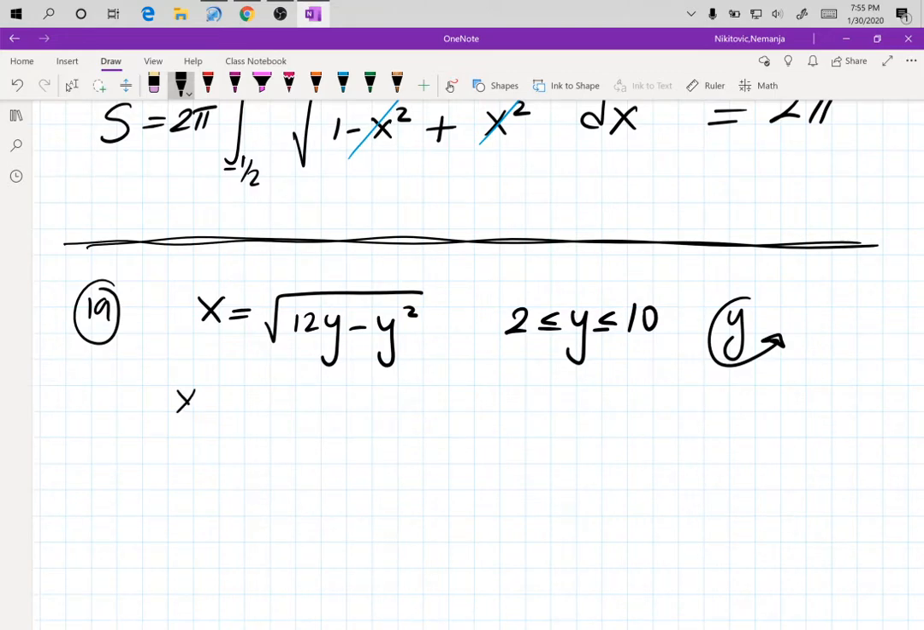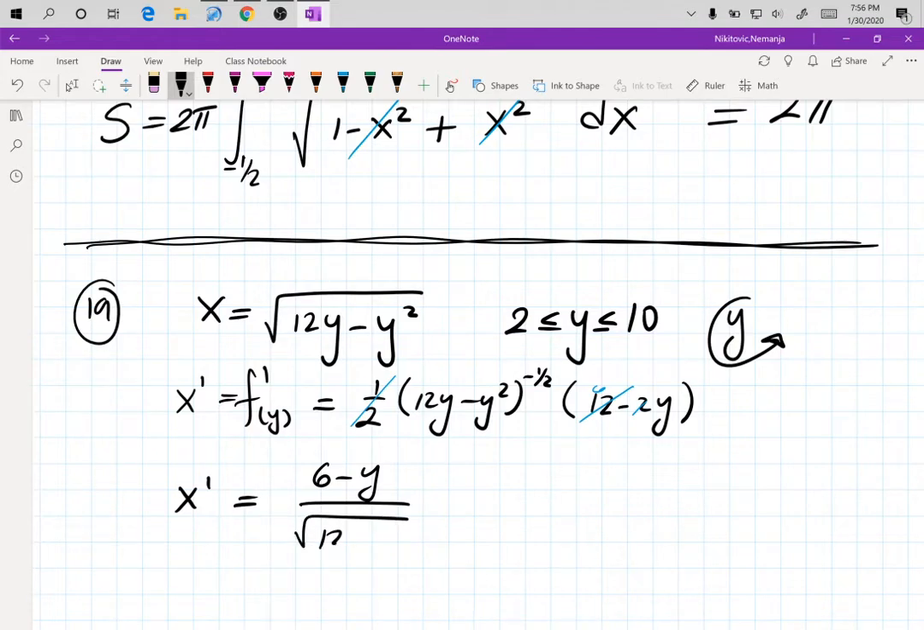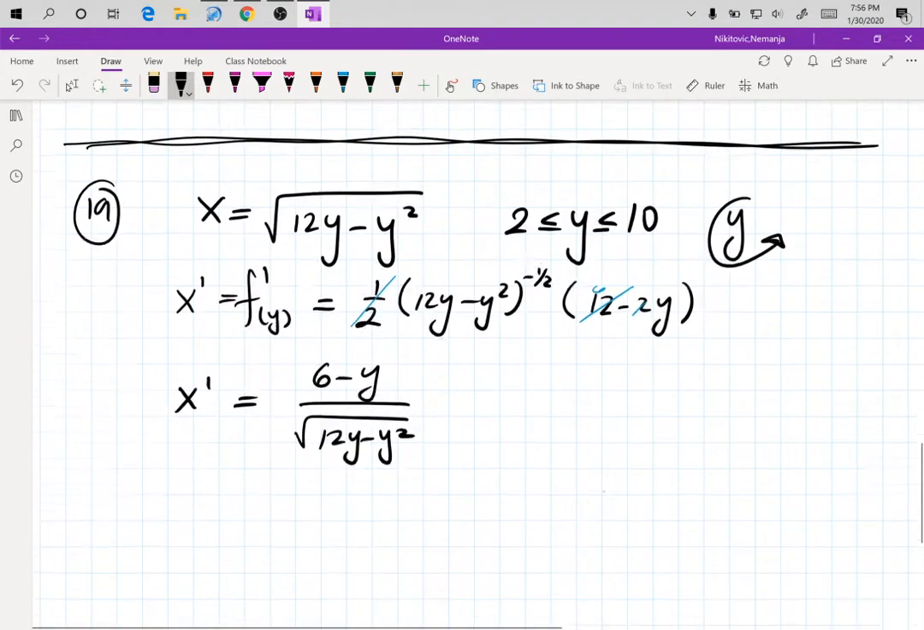What's my x prime in this case, which is f prime of y? Well, we have the same thing. 1/2 times (12y minus y squared) to the negative 1/2 times (12 minus 2y). The half will kill 12, make a 6, kill the 2 over there. So x prime is 6 minus y divided by the square root of 12y minus y squared.